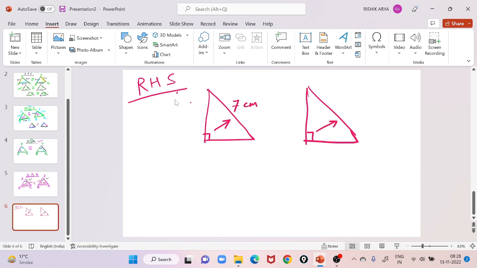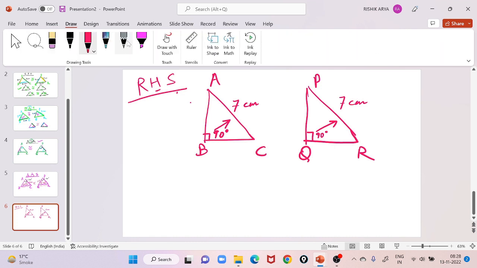So if this hypotenuse length is equal, first of all name the triangles. This is triangle ABC, this is triangle PQR, let us suppose, and both angles are 90 degrees. So yes, they are right angle triangles, and the side opposite to 90 degrees is the hypotenuse. This H stands for that. So yes, this AC length is equal to PR, both are 7 centimeter.